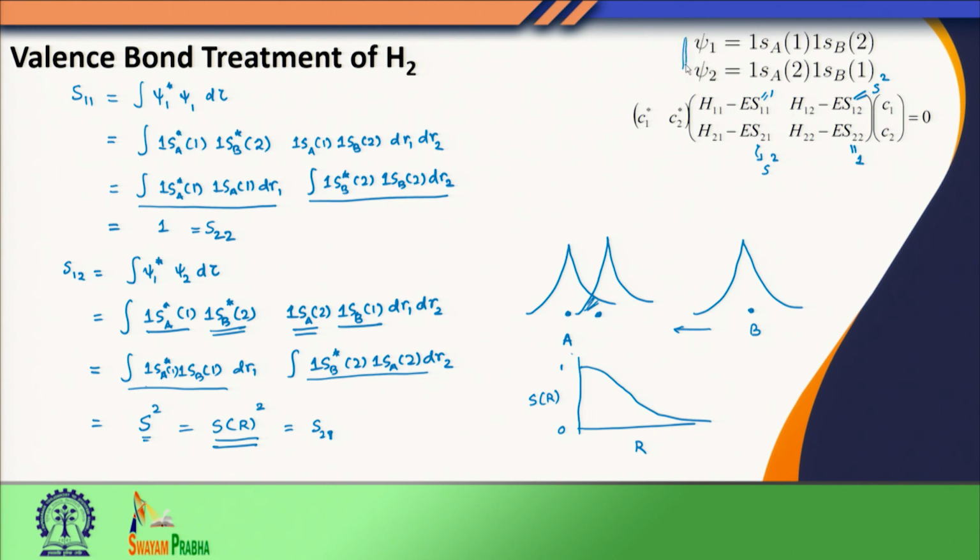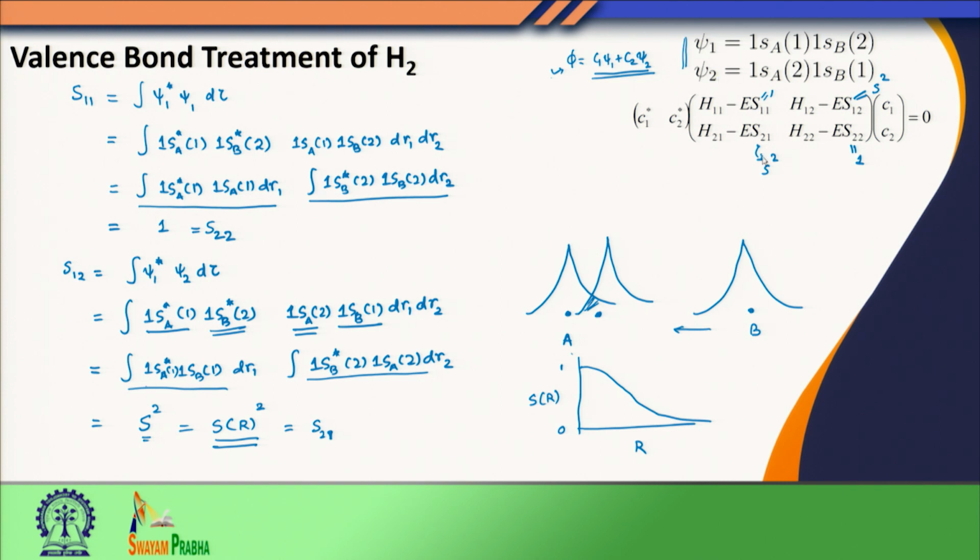We have done this exchange, and we have defined a trial function phi as a linear combination of psi 1 and psi 2, as C1 psi 1 plus C2 psi 2. This way of describing the trial function as a linear combination of functions, where we have obtained the second function by exchanging the electrons, is known as the valence bond treatment.